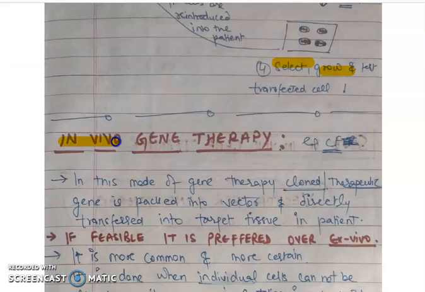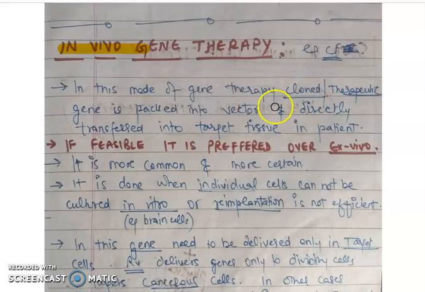Next is in vivo gene therapy. In this mode of gene therapy, the therapeutic gene is simply packaged into a vector, and then it is directly transferred into the target tissue or the cell in the patient using a syringe.